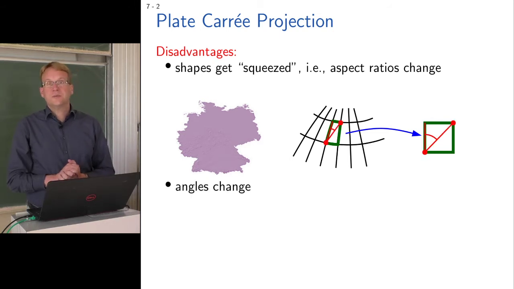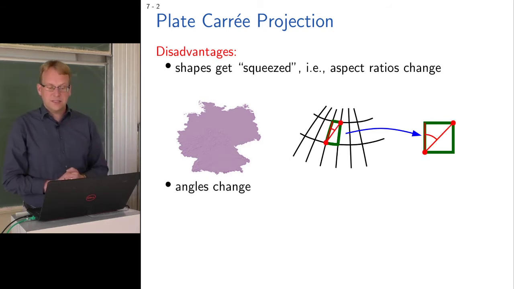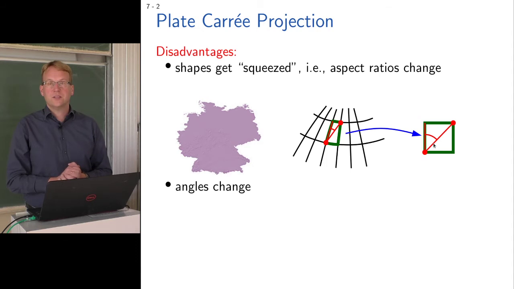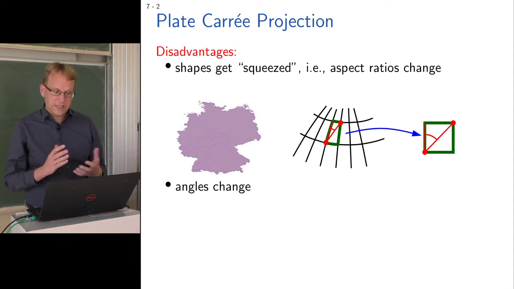Well, also for the same reason, the angle changes. Here, for example, in red, we see a rather small, acute angle, maybe 20 degrees, and here it's 45 degrees. So that is also a consequence of applying this Poincaré projection: the angles are heavily distorted.